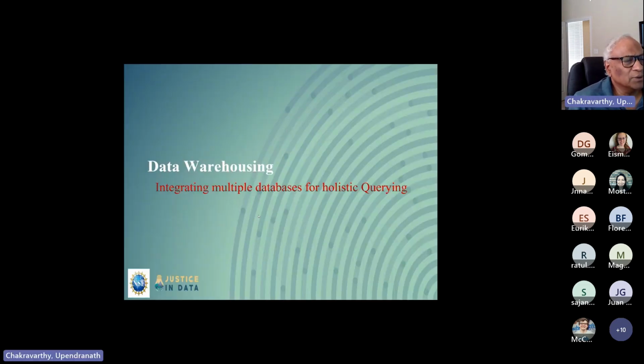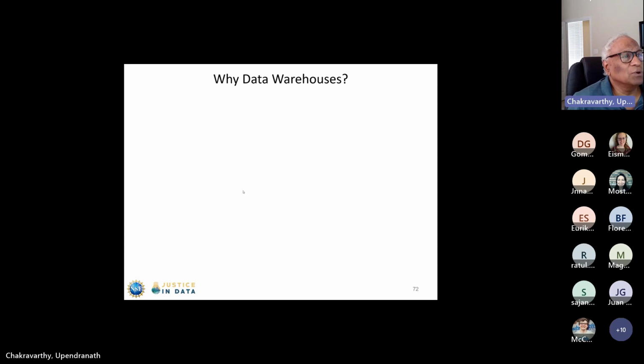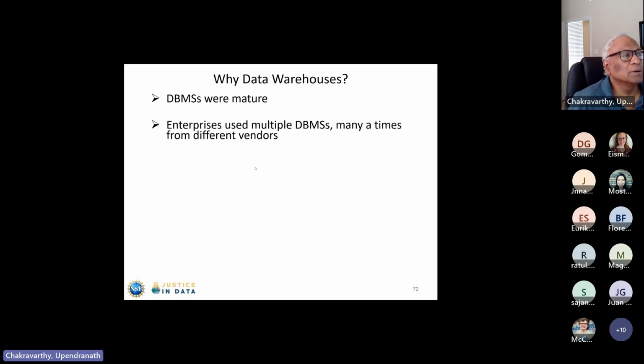So data warehousing, you encounter this because a lot of data today is stored in what is known as cloud data warehouses as well. So why did we come up with the data warehouse? DBMSs were pretty mature. Enterprises used multiple DBMSs many a time from different vendors. So this was a problem.